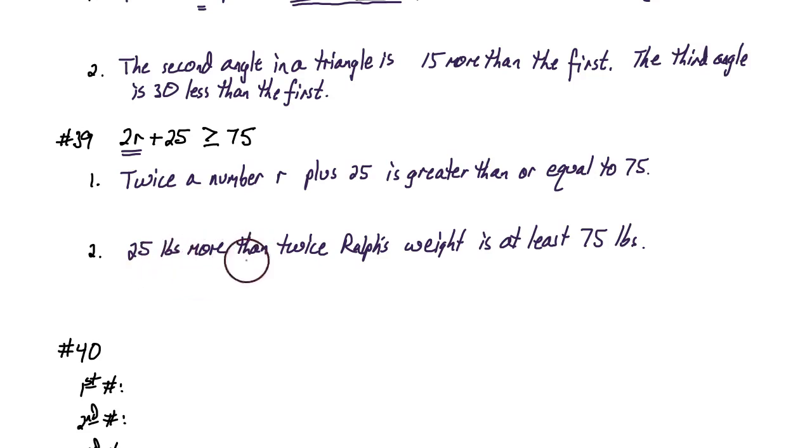25 pounds more than, do you recognize that up here as the plus 25? Twice Ralph's weight. That's my 2R, because I was thinking of using R to represent Ralph, is at least 75. That's the greater than or equal to 75 part.